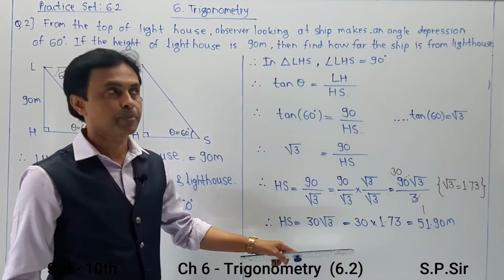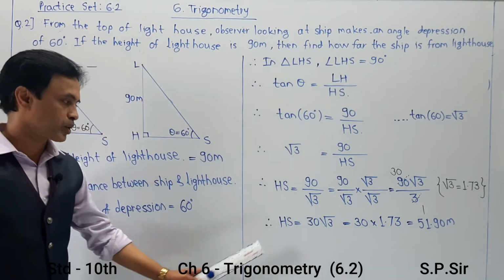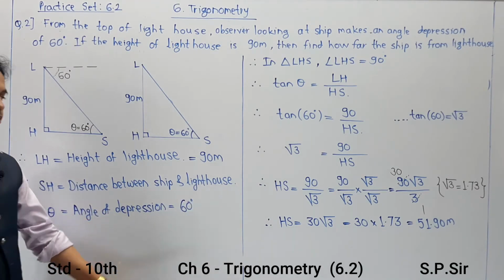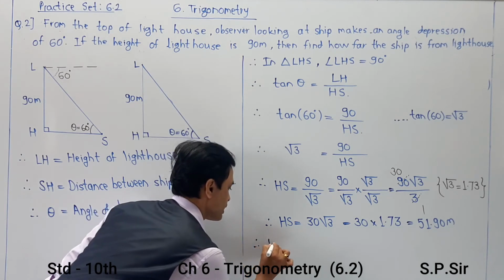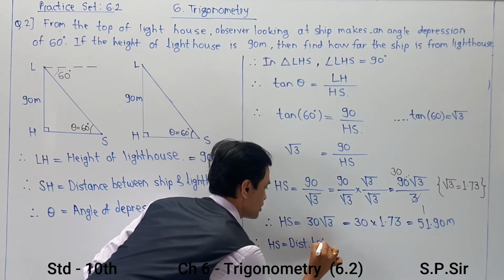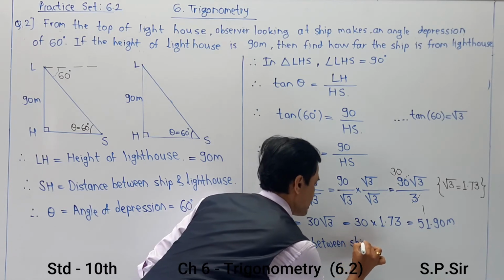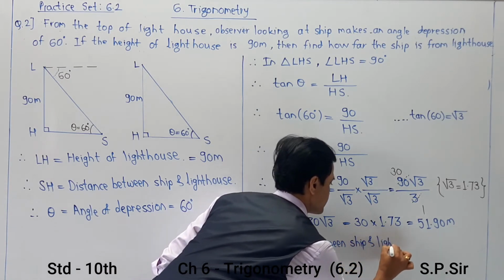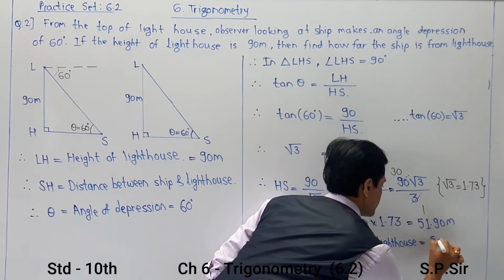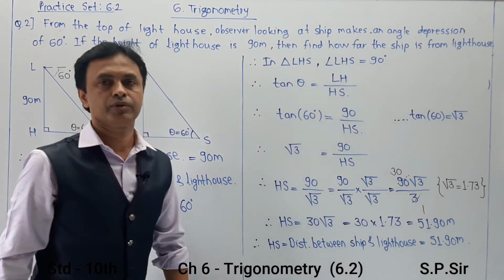But depending upon whether they are providing a value of root 3 or not, your entire answer is going to get modified. So HS, what is exactly meant by HS or SH? Distance between the ship and lighthouse. So HS, distance between ship and lighthouse, is equal to 51.90 meter, and in this way you can complete your entire numerical.